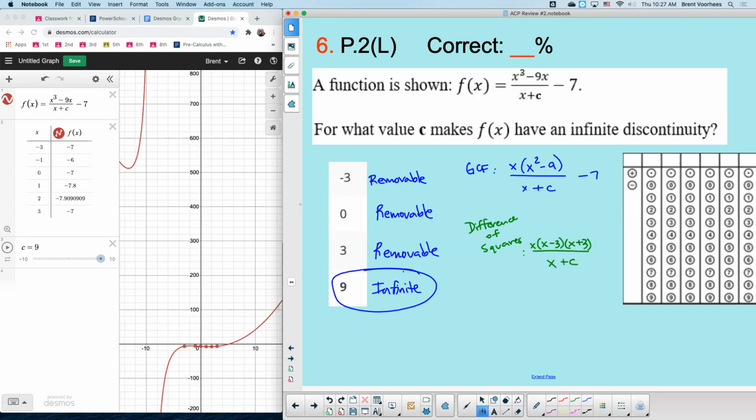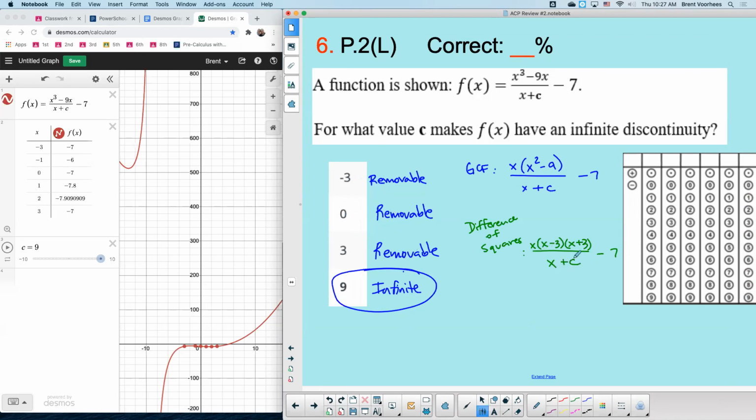over x plus c. This is the algebra I'm showing you right now. So why do these all get removed? Because if c is a 0, you have x plus 0, which is nothing, and you can cancel these x's out. That's why that one's removable. If c were a negative 3, now this one cancels with that one, and it would become removable.